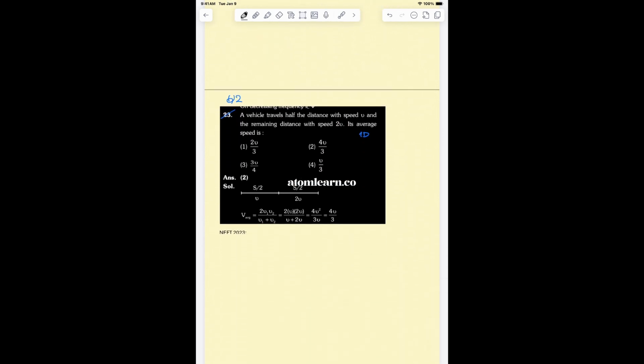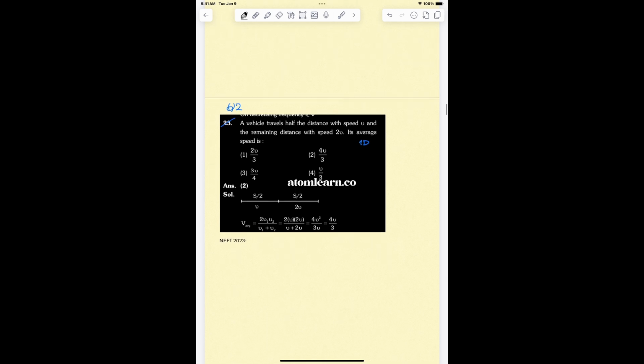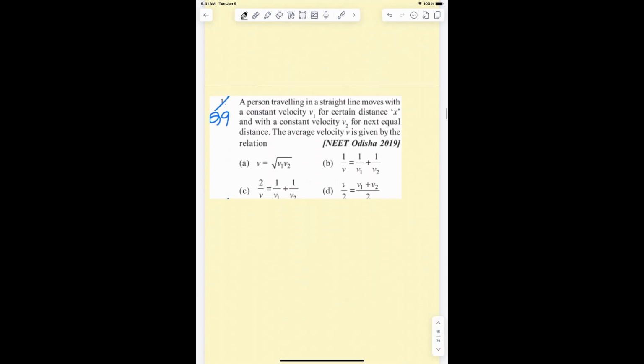Next question. What is this question? This question was asked in some other recent NEET. A vehicle travels half the distance with the speed v, remaining half with 2v. Now we did it. It is nothing but the same kind of question. The answer we have got is 4v by 3. Okay, go to the next question.